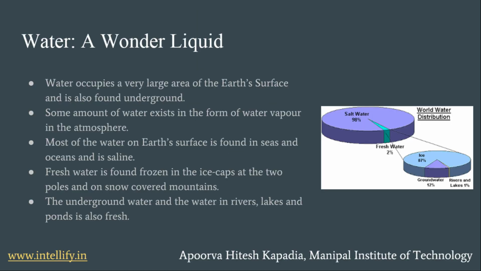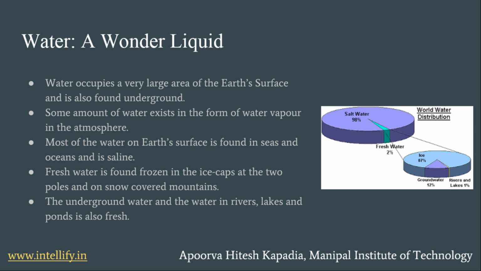Water, a wonderful liquid. We know that water occupies a very large area of the Earth's surface and is also found underground. Water also exists in the form of water vapor in the atmosphere. Most of the water on Earth's surface is in seas and oceans and is saline, meaning salty in nature. Fresh water constitutes only 2% of the water available on the Earth's surface, which is found in the ice caps at the two poles and on the snow-covered mountains.